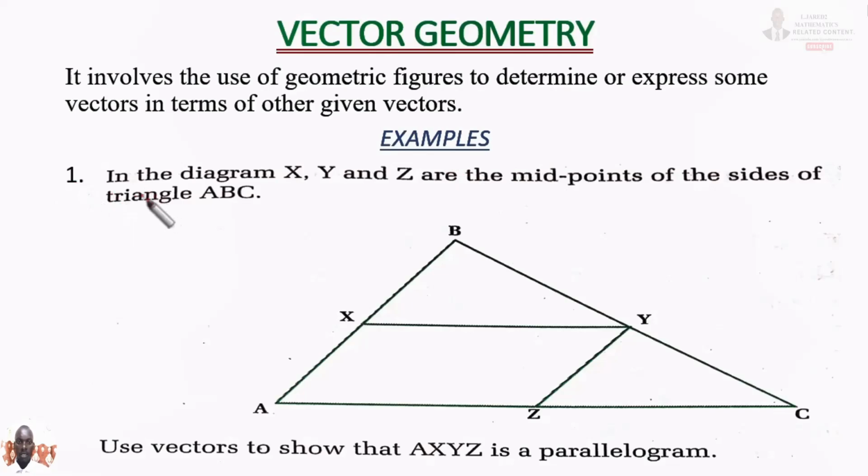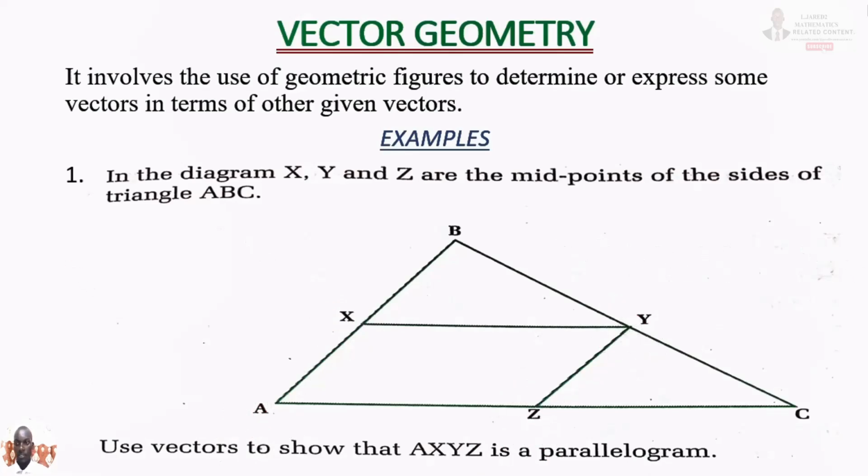They are saying that in the diagram, X, Y, and Z are the midpoints of the sides of the triangle ABC. So the X, the Y, and the Z are the midpoints of the sides of the triangle here, as you can see. Then the question is saying, use vectors to show that AXYZ is a parallelogram. So they want us to show that AXYZ is a parallelogram.